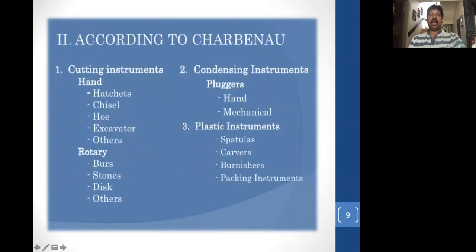Another classification is according to Charbonneau. This is also a very good classification. We should know it, because in Viva the classification of instruments is asked. Preclinical conservative is majorly for Viva. Whatever I teach today, there won't be any classes taken when you go to final year. Remember this. This class is for your second BDS as well as your final BDS. In second BDS you don't have a theory paper, you have only the Viva for preclinical conservative, whereas in your final year you have a theory paper.